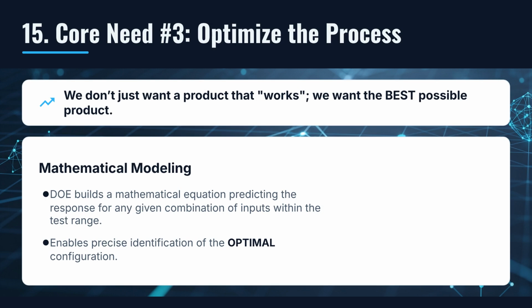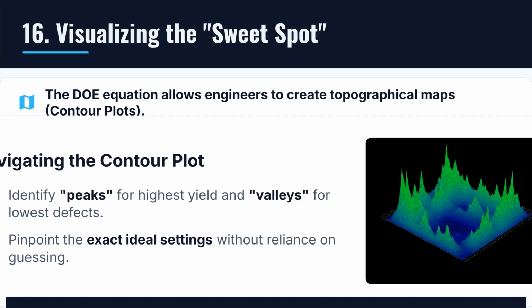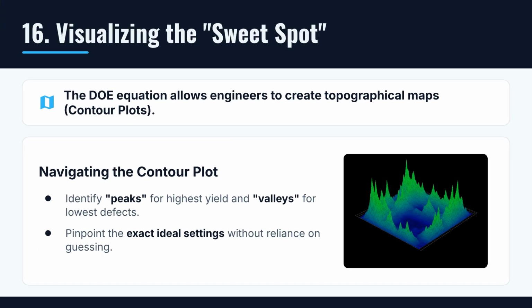The third core need for DOE is to optimize the process. We don't just want a product that works, we want the best possible product. DOE builds a mathematical equation that enables the precise identification of the optimal configuration. The DOE equation allows engineers to create topographical maps, also known as contour plots, which help visualize the ideal settings. By navigating these plots, you can identify peaks for the highest yield and pinpoint the exact ideal settings without guessing.